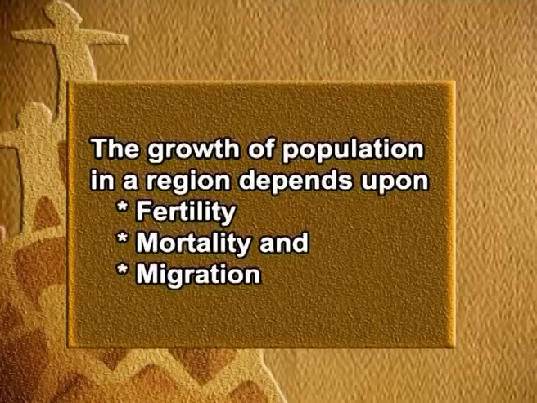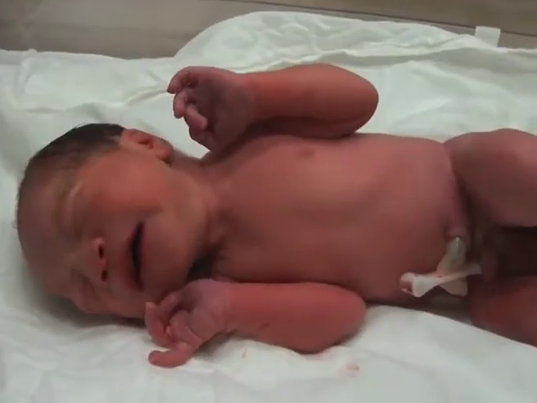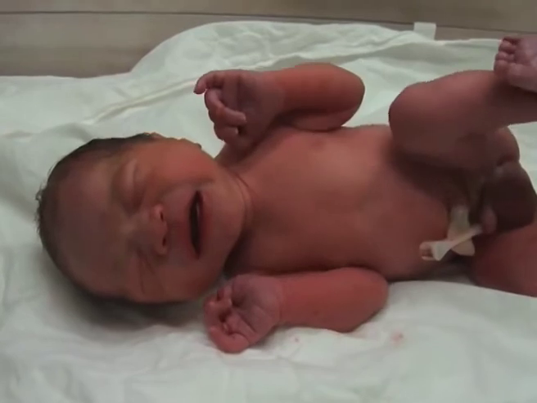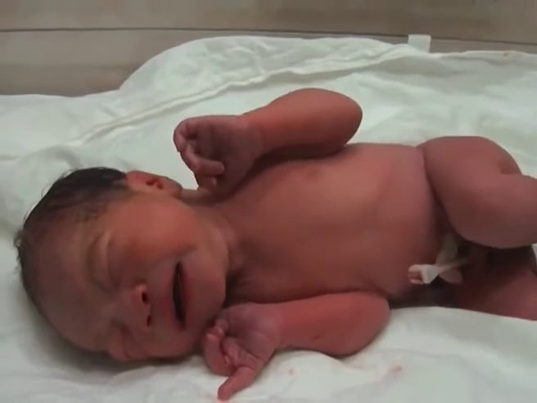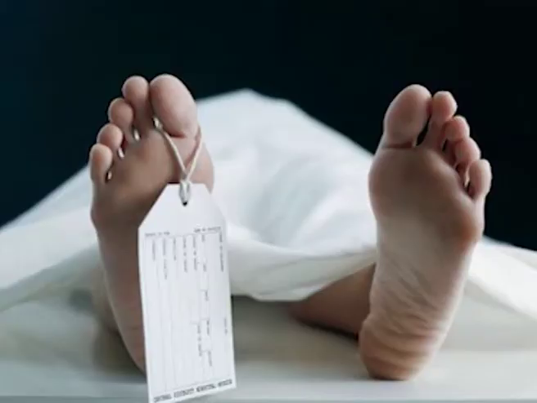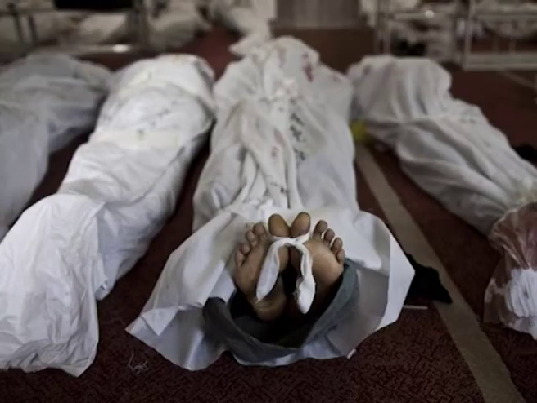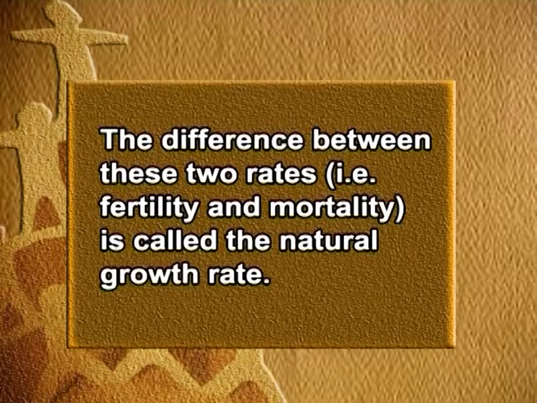Growth of population. The growth of population in a region depends upon fertility, mortality, and migration. Fertility or the birth rate is measured in terms of total number of live births per 1000 population per year. Generally, the fertility rate is affected by various social, economic, and demographic factors. Mortality or the death rate is measured in terms of total number of deaths per 1000 population per year. The difference between these two rates is called the natural growth rate.